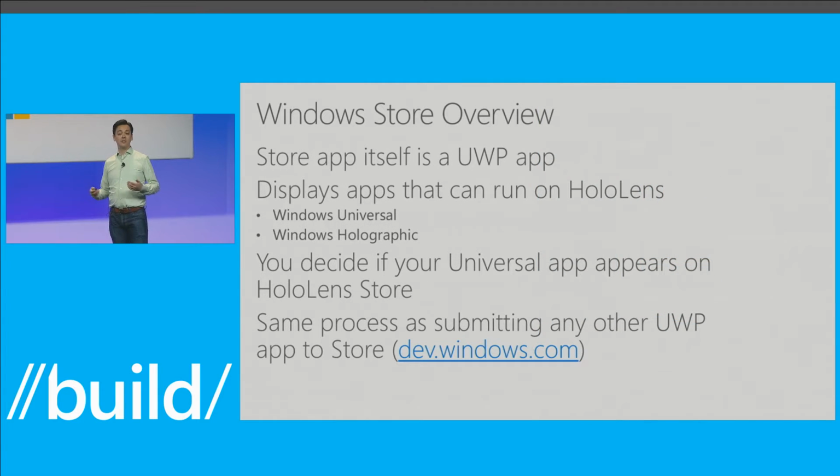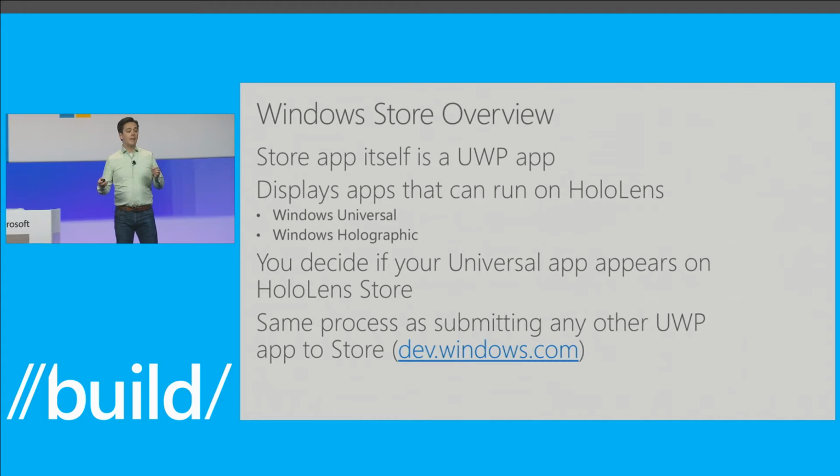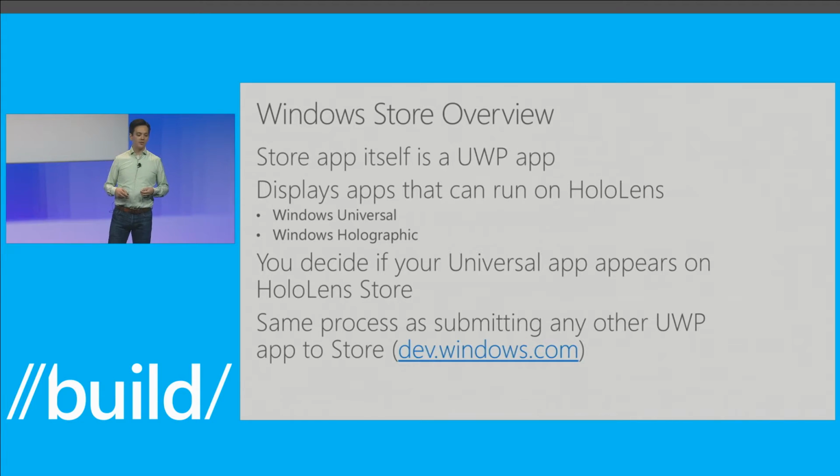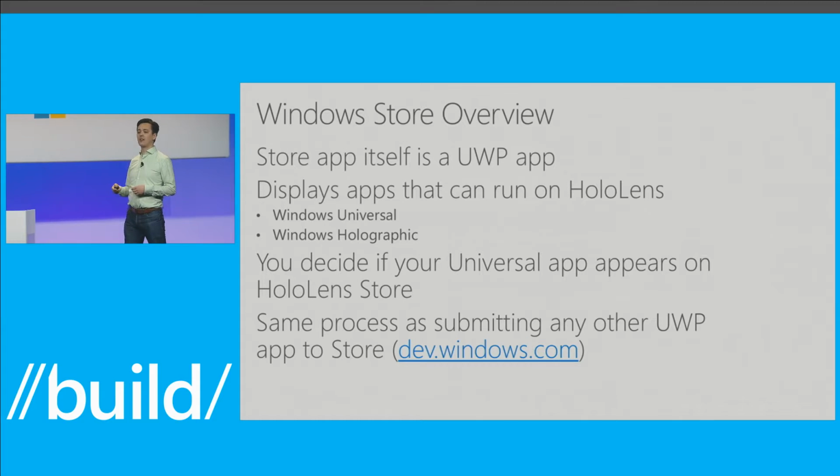So the Store app itself is another universal app. In fact, the app running on the HoloLens is exactly the same binary that you would get on your desktop PC or a Windows phone. It displays different content. It tells the service that it's a HoloLens, and the service gives it different content to promote back. And it only shows Windows Universal and Windows Holographic apps.